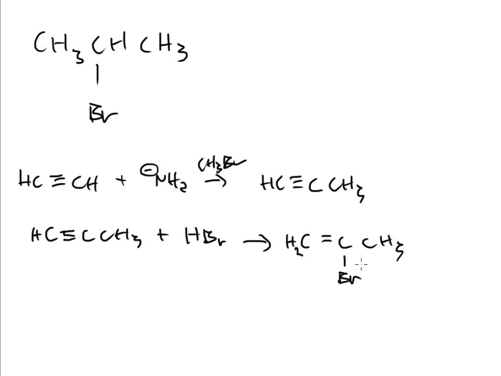All right, well, we're closer, right? My bromine's in the right position. Everything went according to plan. The difference now is that I've got a double bond, and up above I don't have double bonds. I have single bonds. How do I get rid of that double bond?